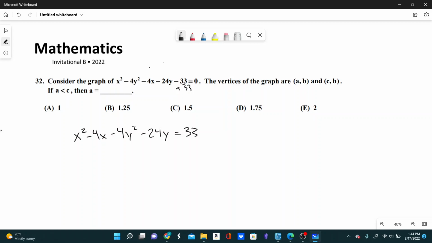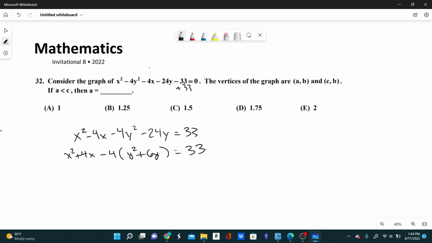Next thing I can do, I'm going to make it so all of my x squareds and y squareds have a coefficient of 1. So, my x squared, that already works. For the y squared, though, I have to factor out a negative 4. When I factor out a negative 4, I just get y squared, and then factoring a negative 4 out of negative 24y gives me a positive 6y. And together that equals 33.